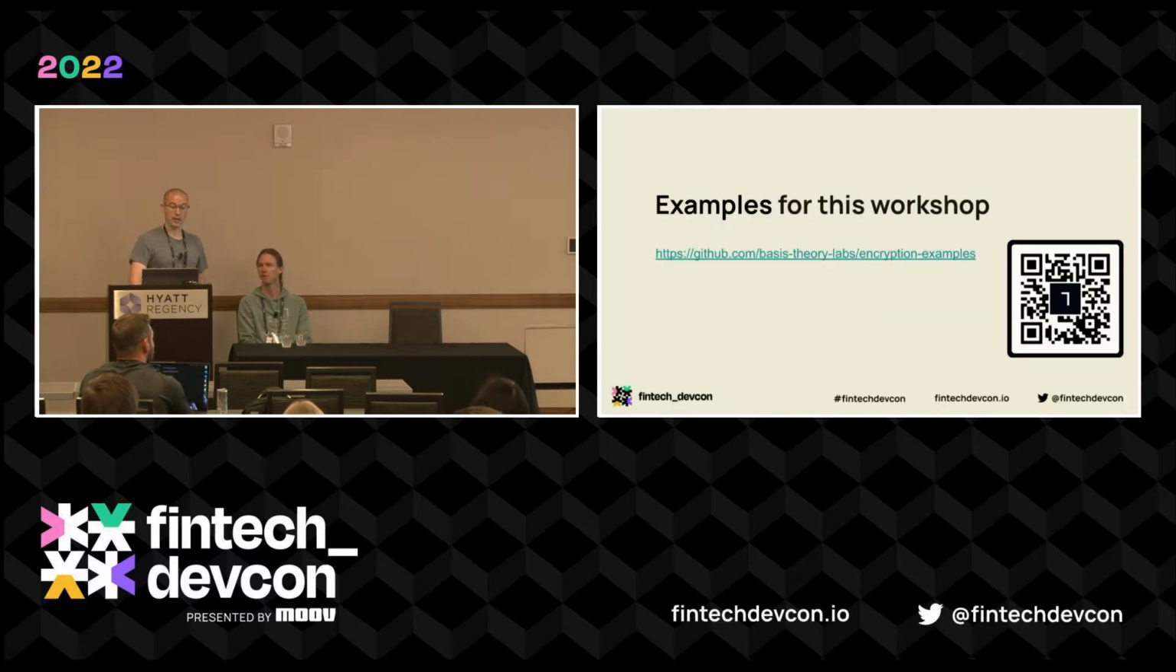All right, so examples for this workshop, by the way, that QR code works. If you want to use that, feel free to hold up your phone. You can scan it. It should open up a link directly to this GitHub repo. But you can also go to our GitHub, Basis Theory Labs, encryption examples. We have several other examples out there around our product, but this one will have everything that we're going to use here.